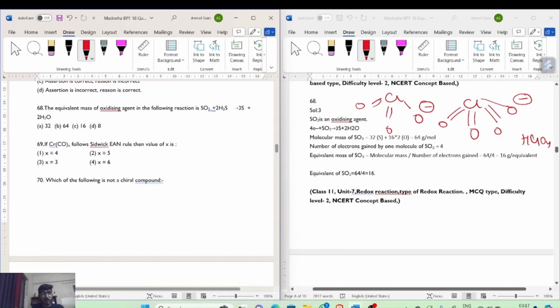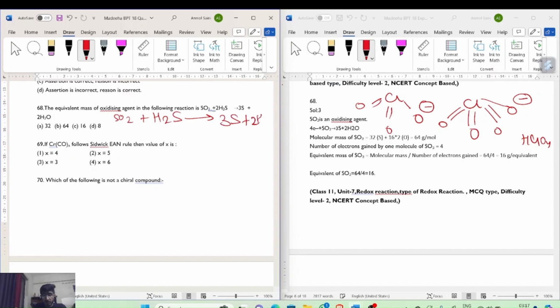Now question number 68. Here we have to calculate the equivalent mass of the oxidizing agent in this reaction. We are given the reaction SO2 + 2H2S gives 3S + 2H2O. First of all, we have to find the oxidizing agent. In this reaction, we can see that sulfur in SO2 is in +4 oxidation state and it is going to 0 state. So sulfur in SO2 is being reduced, but it is oxidizing the other compound. That's why SO2 is our oxidizing agent.